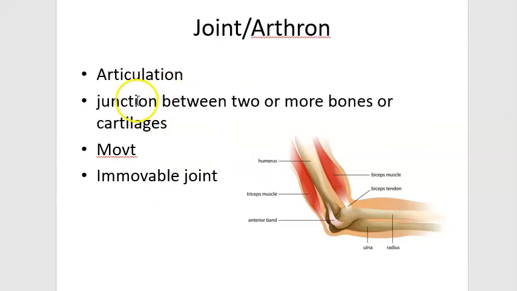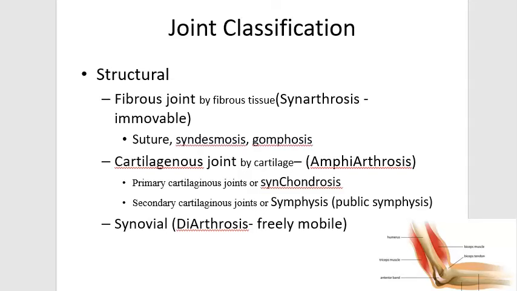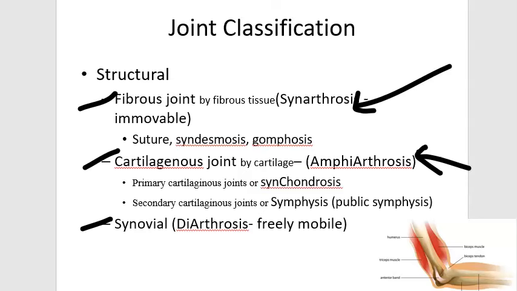What is a joint? It's an articulation between two or more bones or cartilages. The classification: you have fibrous joint, cartilaginous joint, and synovial joint. They have asked multiple times the classification of fibrous joint and cartilaginous joint, and even synovial joint you should know.